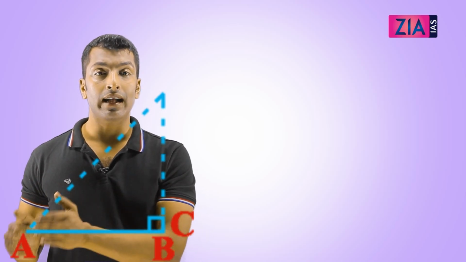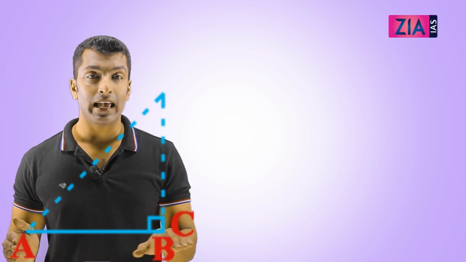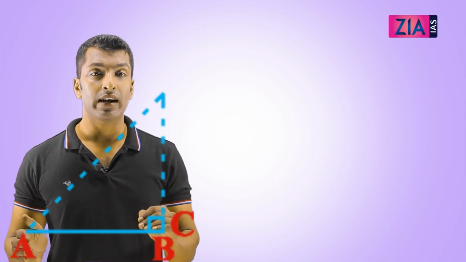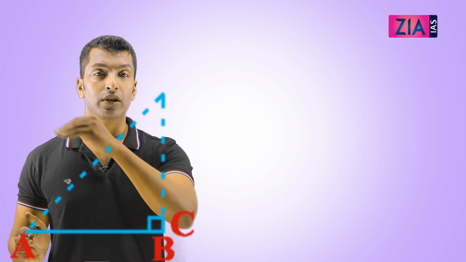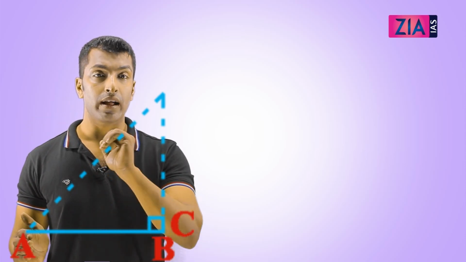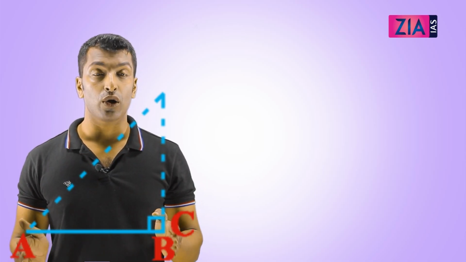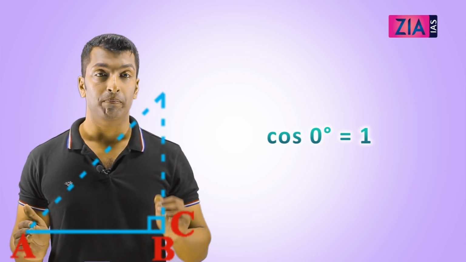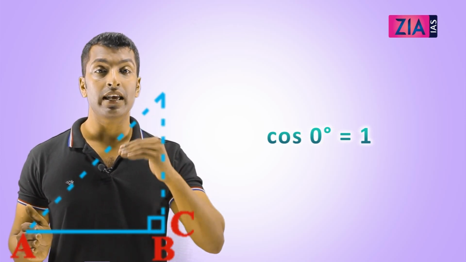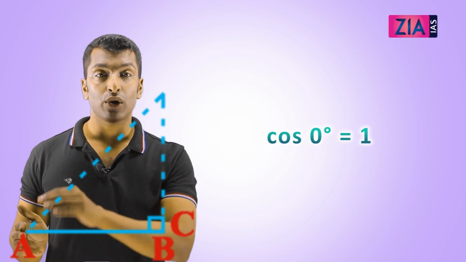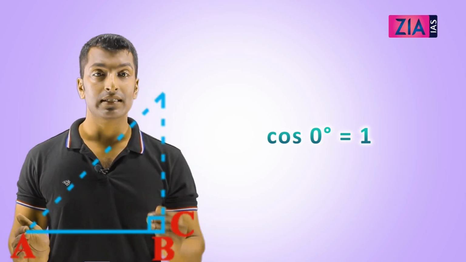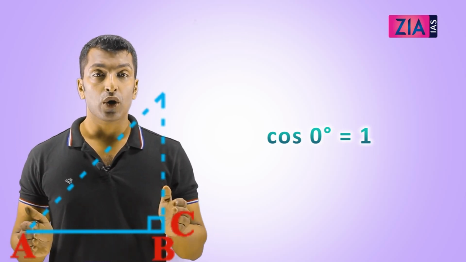Next is cos 0. We have angle A which is 0. So the adjacent side is AB, so AB divided by hypotenuse. The hypotenuse will also be equal to AB. AC is very close to AB because the point C is coinciding with B, as you can see here. So AB and AC are now equal or very close. So we can say cos 0 equals 1 because the adjacent side and hypotenuse are equal now. When the angle is 0, the adjacent side and hypotenuse are equal. Both are coinciding. So cos 0 is 1.